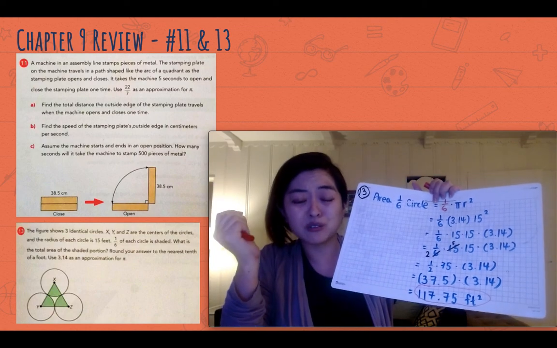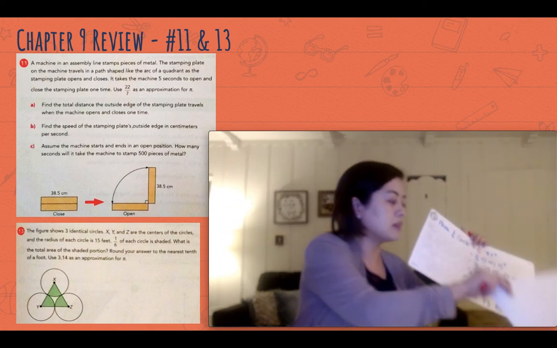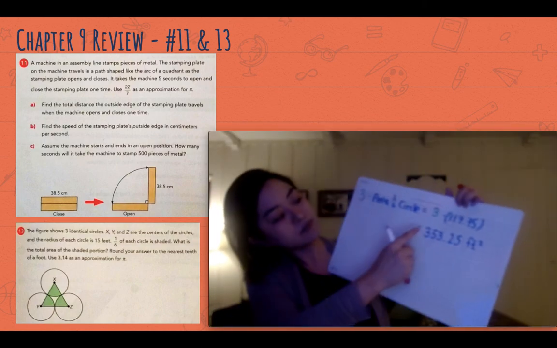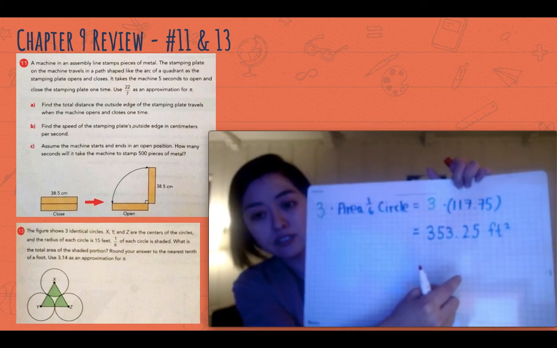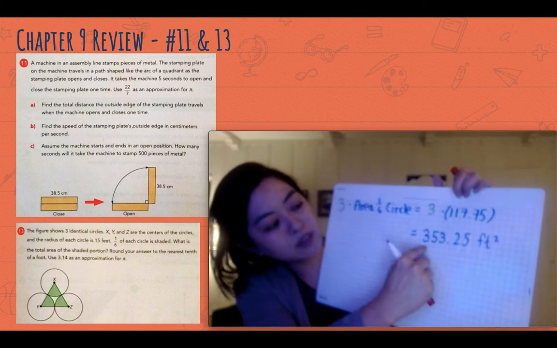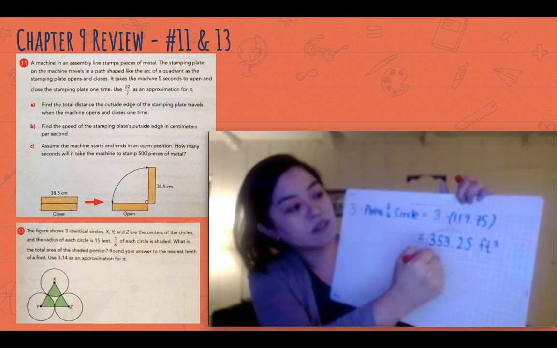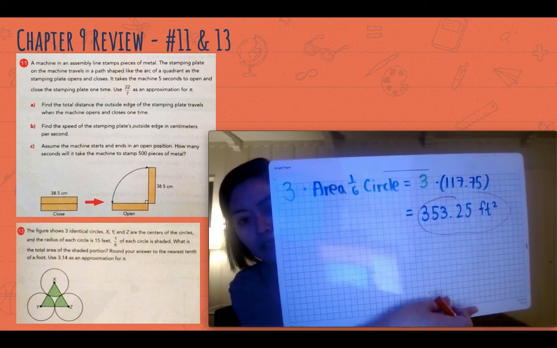But how many circles are there? There's 3. So I'm going to multiply 3 times the area of one shaded circle, and then that becomes 353.25 square feet. Okay, my camera looks a bit out of focus. Okay, there we go.